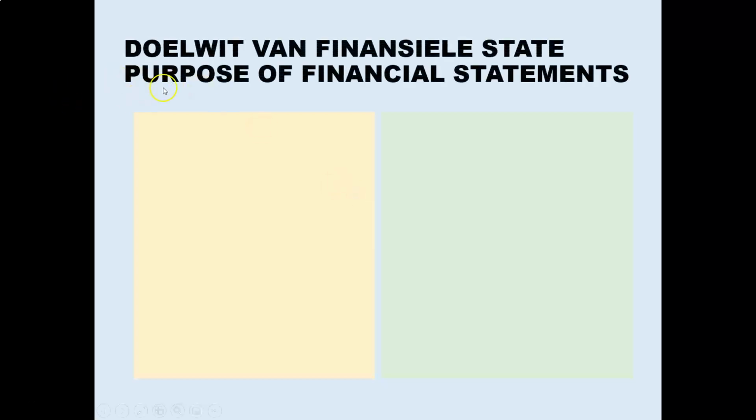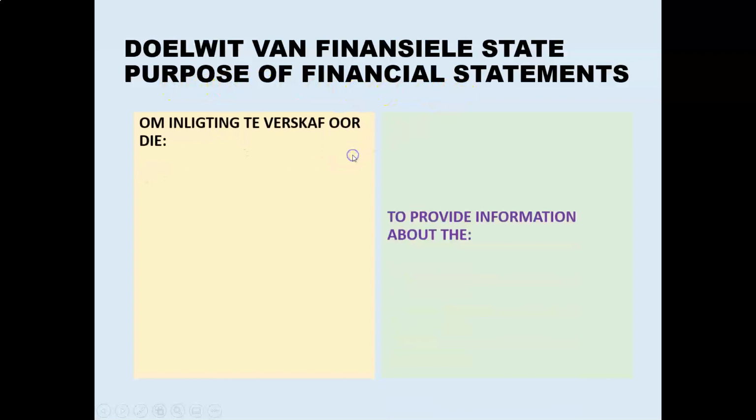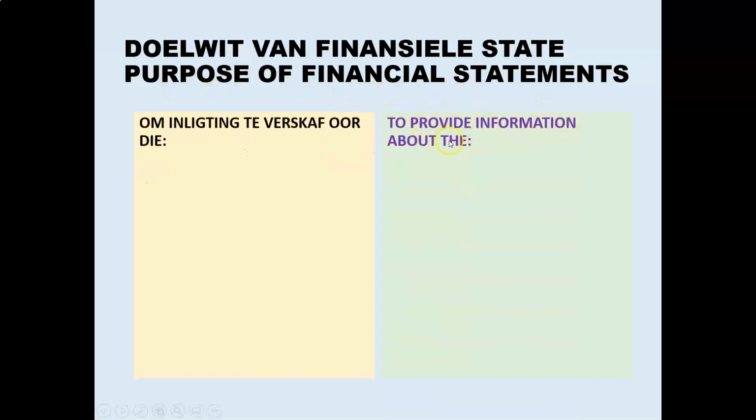All you have to do is retrieve the knowledge. The second one is all about the purpose of financial statements. What is the purpose of financial statements? Now, the first thing is it has to provide information. What type of information? Well, the first thing that we want to know is the financial position of the entity that we're looking at.